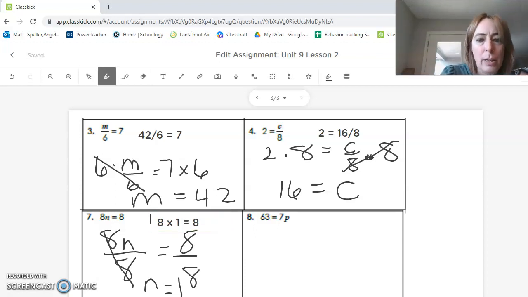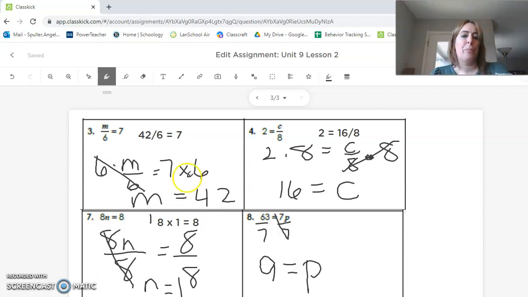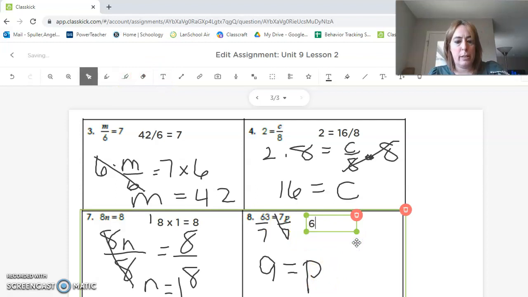All right, last one. Dividing it by 7. Okay, so 63 divided by 7 is 9 equals p, because remember that crosses it out. So let's prove it. 63 equals 7 times 9.